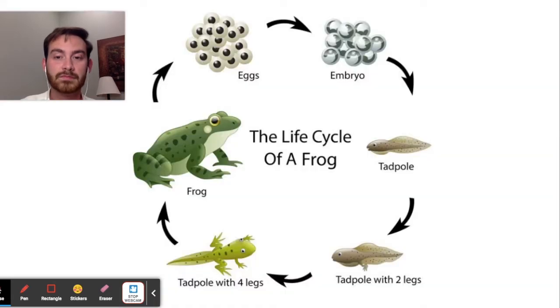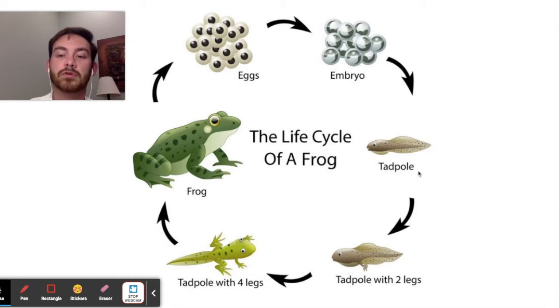So you've probably seen a frog before, and you've probably seen tadpoles before. That's what we're looking at right here. So a frog's life cycle obviously starts in the water. It starts off as eggs, as you see here at the top of the life cycle, and then into the embryo stage. And then those eggs hatch into tadpoles.